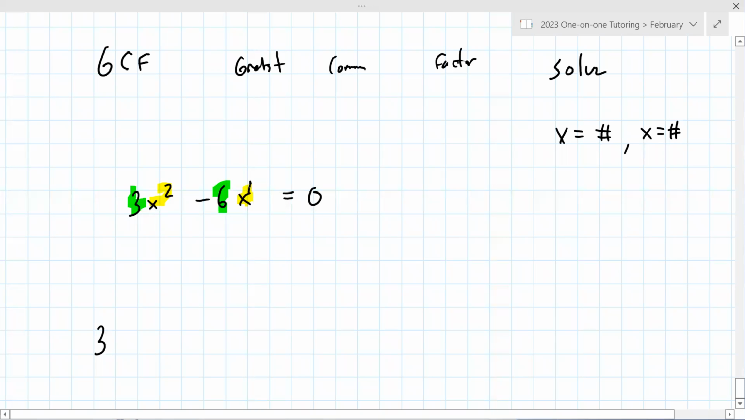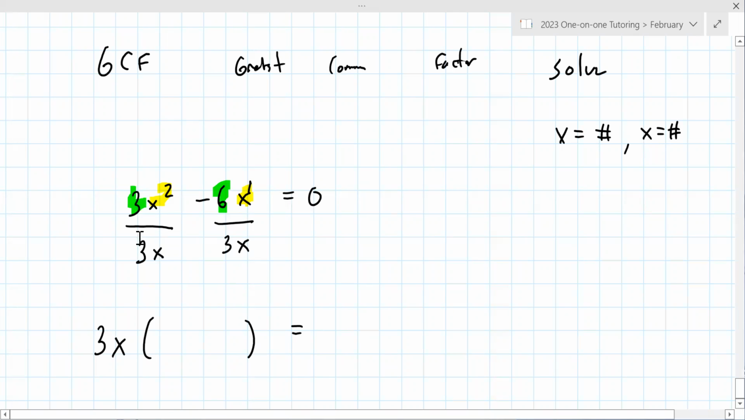There's a 1 that's not written. They just don't write it. It's supposed to be assumed. That's the way it is. So 3x, okay? Now, you're going to divide each of these by 3x, and that's going to tell you what goes in parentheses.